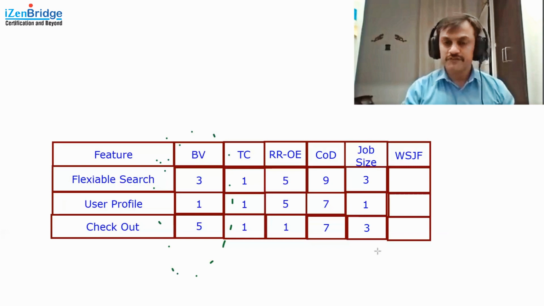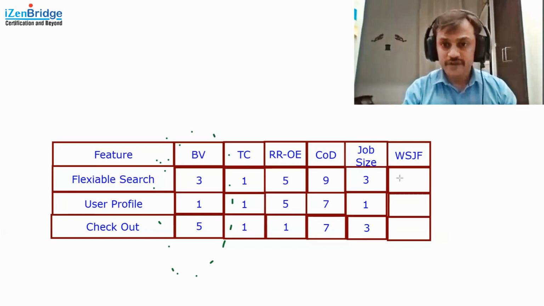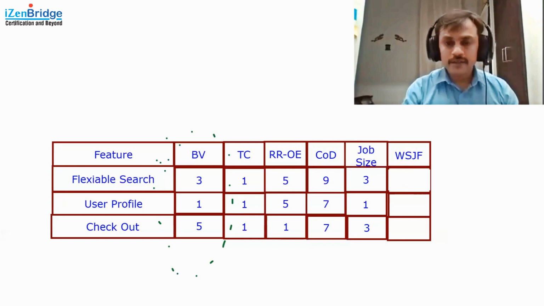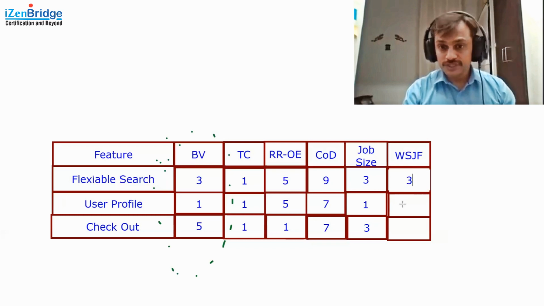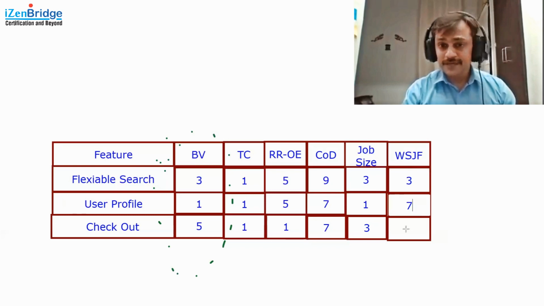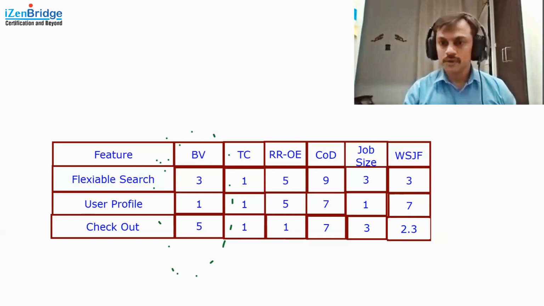Now, what is WSJF? WSJF is cost of delay divided by job size in the case of SAFe. So here it is 9 divided by 3, which comes to around 3. Then 7 divided by 1, which comes to 7 here, and then 7 divided by 3, which is like 2.3 something. So this is the WSJF.